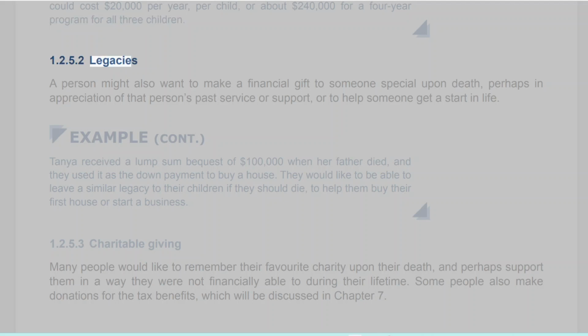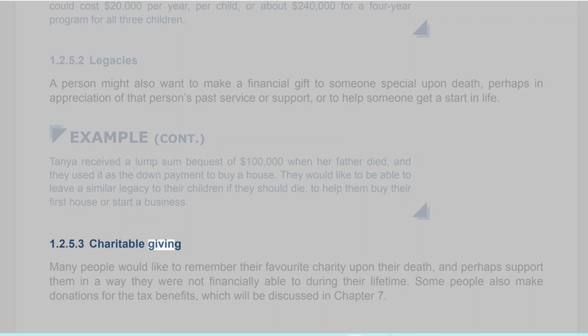1.2.5.2 Legacies. A person might also want to make a financial gift to someone special upon death, perhaps in appreciation of that person's past service or support, or to help someone get a start in life. Example, continued: Tanya received a lump sum bequest of $100,000 when her father died, and they used it as the down payment to buy a house. They would like to be able to leave a similar legacy to their children if they should die, to help them buy their first house or start a business.